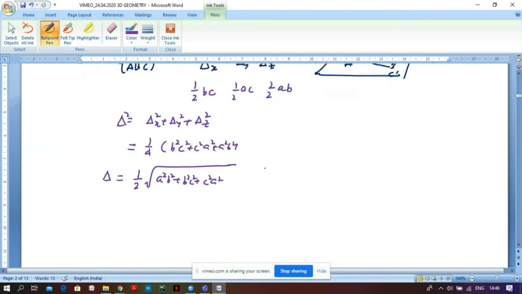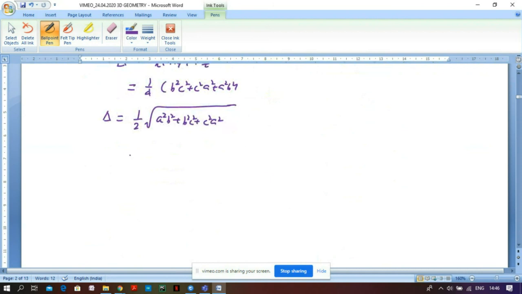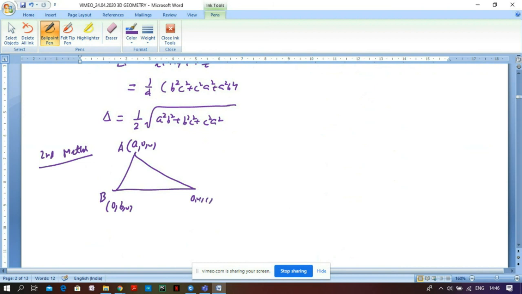Let us do it by another method. So all I want is a triangle. I don't care where the triangle is. All I care is that the vertices are given. So A is A, 0, 0. So B is 0, B, 0. So this is the second method. And then 0, 0, C. This of course always works.